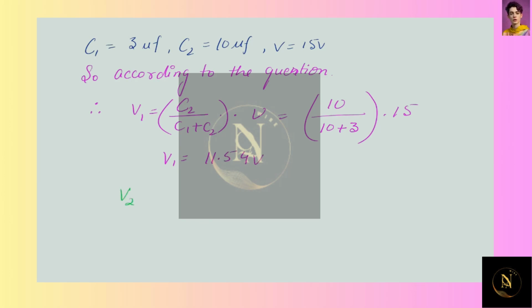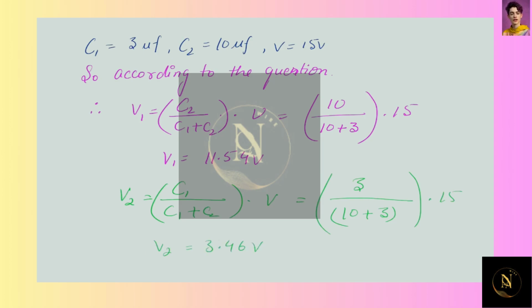When we calculate V2, it is equal to C1 divided by C1 plus C2, multiplied by V. And when we put the values, it is equal to 3 divided by 10 plus 3, multiplied by 15. So after calculating all these values, we'll get the value of V2, which is equal to 3.46 volts.